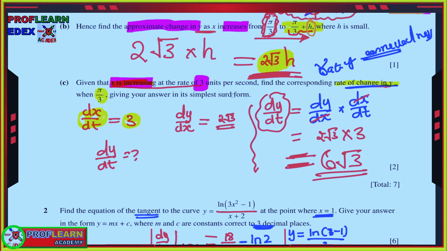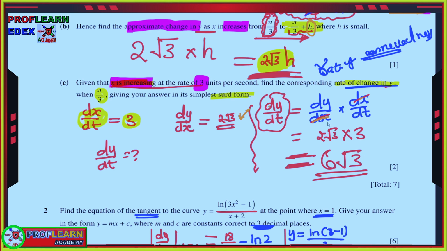So giving you the answer in simplest surd form. Now dx/dt is 3. We have already worked out what our dy/dx is. Then we need to find dy/dt. So we are going to say, using the chain rule, dy/dt is the same as dy/dx times dx/dt. So you can see if you cancel this and this, you are going to remain with dy/dt.